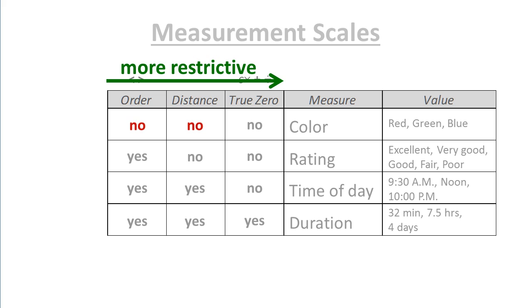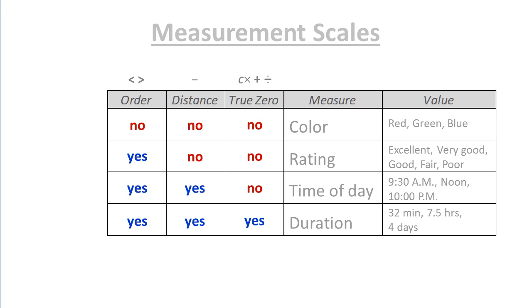Also, since color did not have ordered values, it could not support distance or have a true zero for that matter. The other thing worth noting here is that each of our 4 measurements have a different level of support for the 3 distinguishing characteristics. These levels correspond to the measurement scales. Let's now go over the names that go along with these 4 levels.